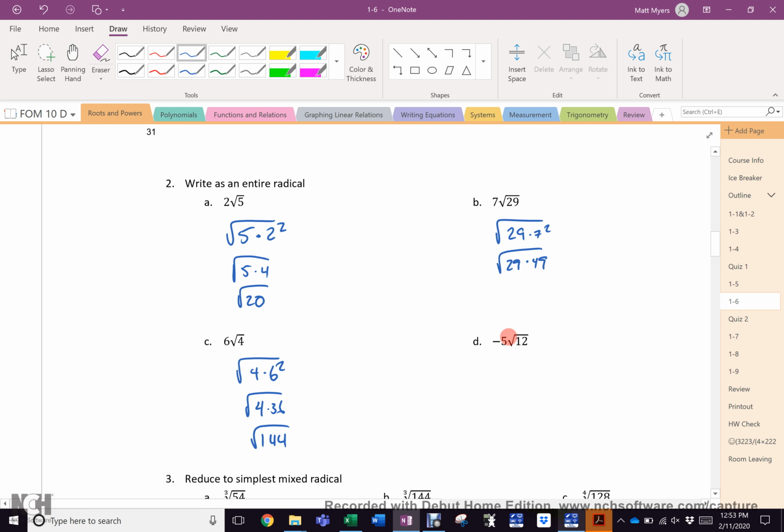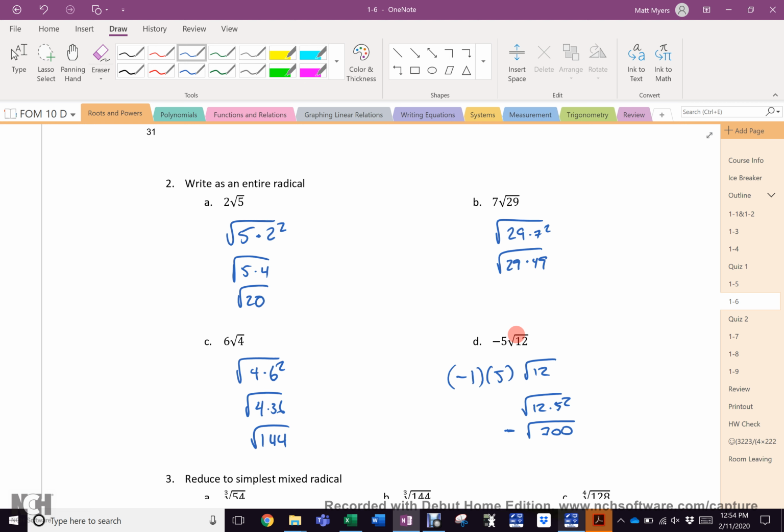In D, what is the coefficient? -5 or 5? 5, because this is really -1 times 5, root 12, which means how many 5s are under there? 2. 5 squared, which is 12 times 25, which is 300. The negative continues to live out here. Does everyone understand me? Because there is no way to remove a negative from a square root. We all good?